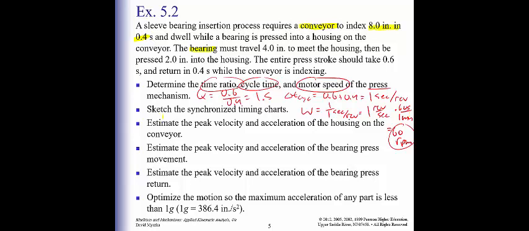The next part is to sketch synchronized timing charts. So we'll go to another slide to free up some space for us. The charts are going to start with first figuring out the peak velocities. Acceleration is also going to be useful, but let's go ahead and find the velocity. Let's start with the conveyor.